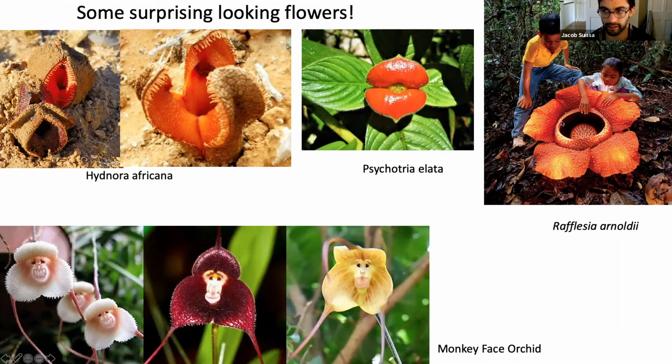And you might ask, why do they look like that? Well, if you were around them, you would definitely know the reason why they look like this. They frequently smell like rotting meat, and they are fly pollinated. And if you squint your eyes a little bit, it looks like rotting flesh, kind of. So that's sort of the idea there.